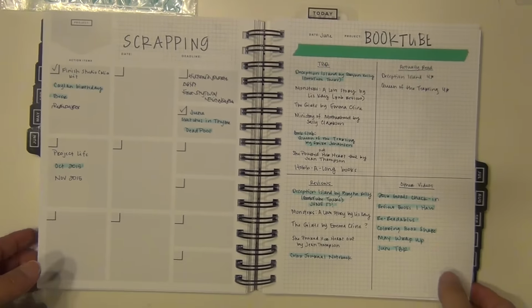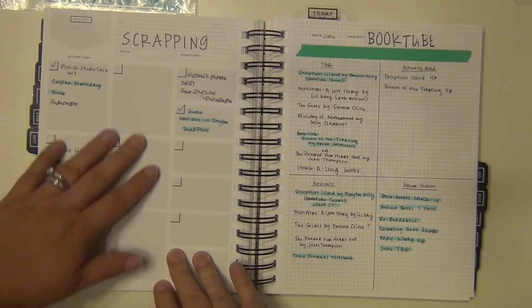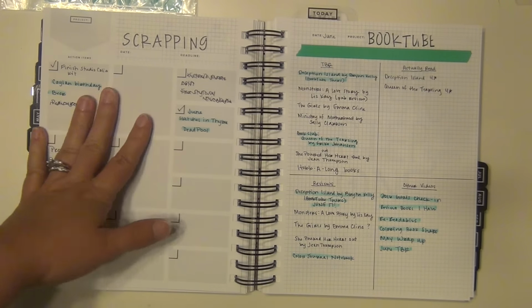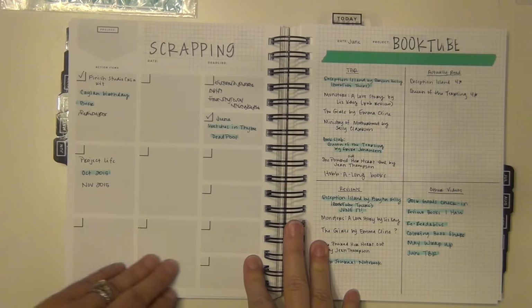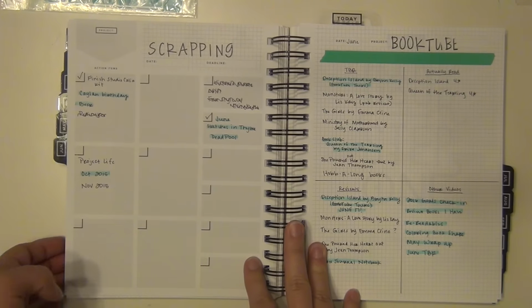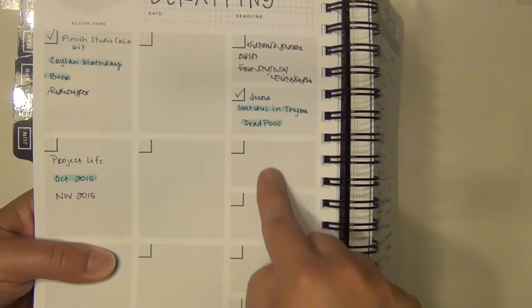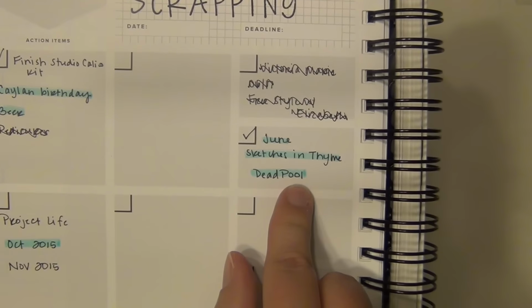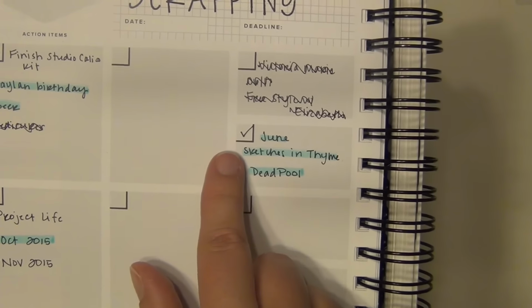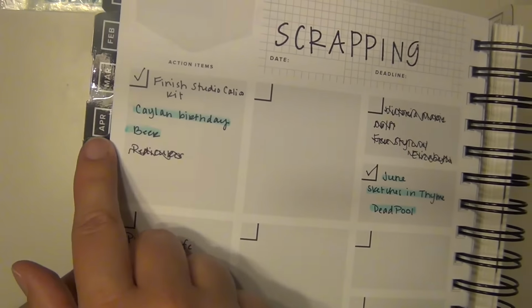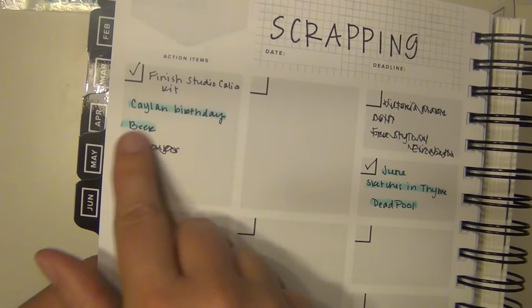All right, so at the end of every month, I use one of these little project pages here. That's kind of for you to map out a project. I use this for my scrapbooking every month, so I kind of set goals for what I want to do every month. Usually on these little smaller ones, I do design team assignments. So for June, I had a sketches in time, and I did a layout about Deadpool. So once I finished that, I went ahead and crossed it off. And then here, I wanted to finish my Studio Calico kit. I had two different layouts I wanted to finish, so I did those.